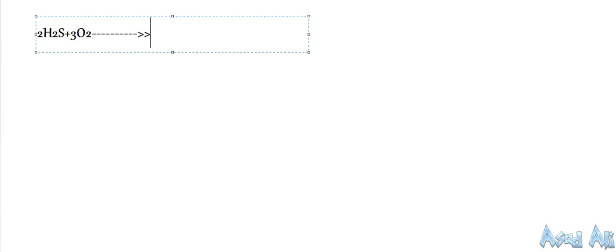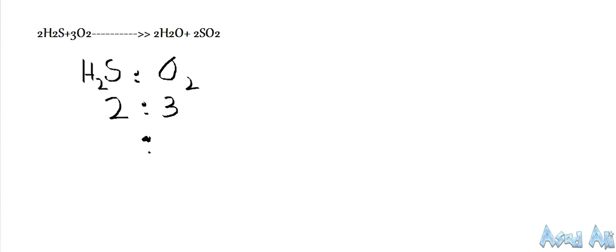It will give water and SO2 according to this equation. Now we have to calculate the volume of O2 required to burn 900 decimeter cube of H2S, and also find the volume of SO2 produced.